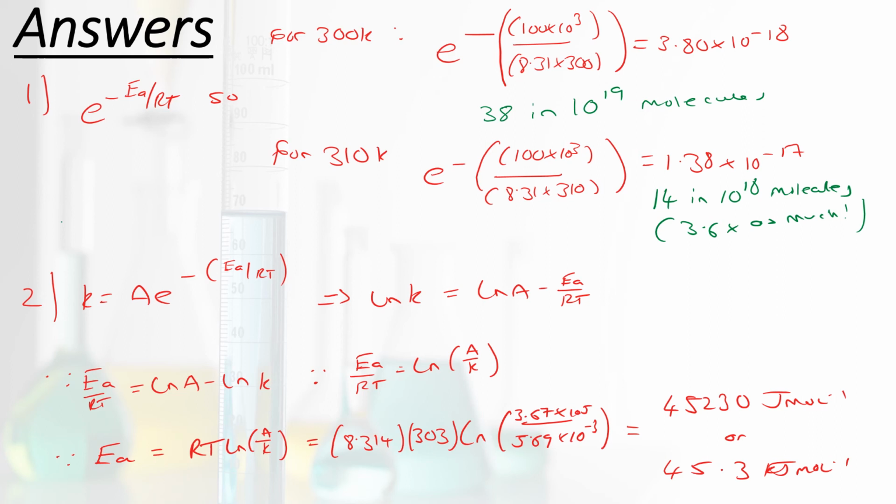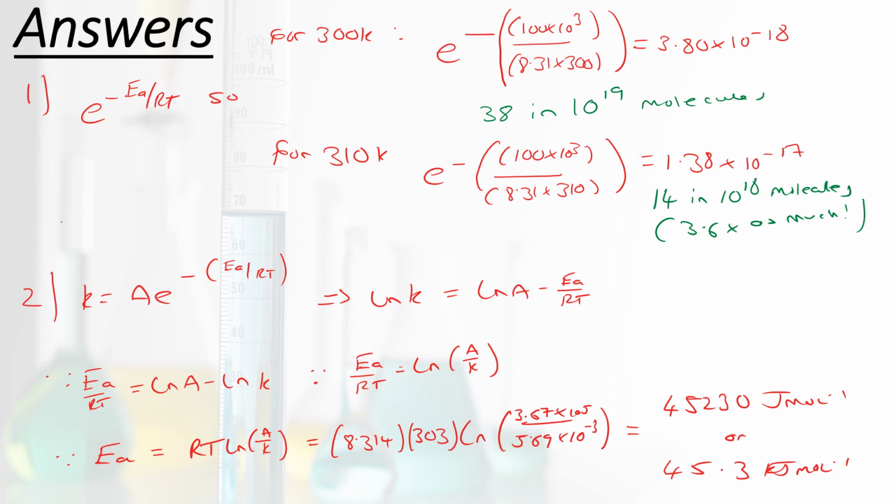Now we can use our law of logarithms again. Remember that when it was a multiplication, we could write that out in logarithms as a sum, ln of this plus ln of that. The same goes for subtraction, but this time it's a division. So we have ln A minus ln k, and that's actually the same as ln of A over k, A divided by k. And then it's quite simple. If I want to just find the activation energy, I need to multiply both sides by RT. So I have that Ea is RT ln of A over k.